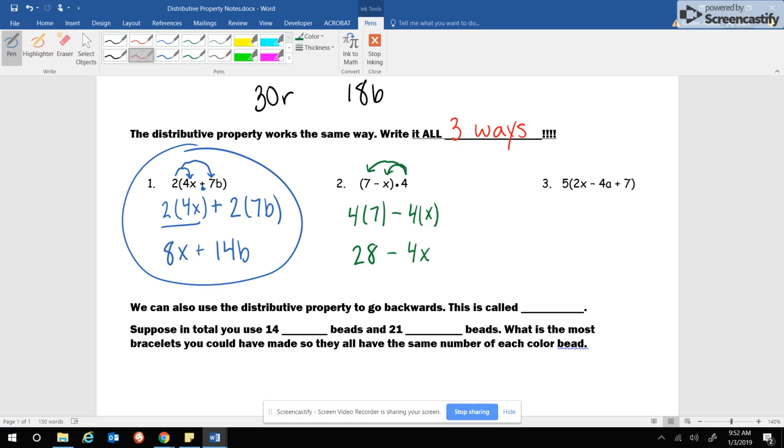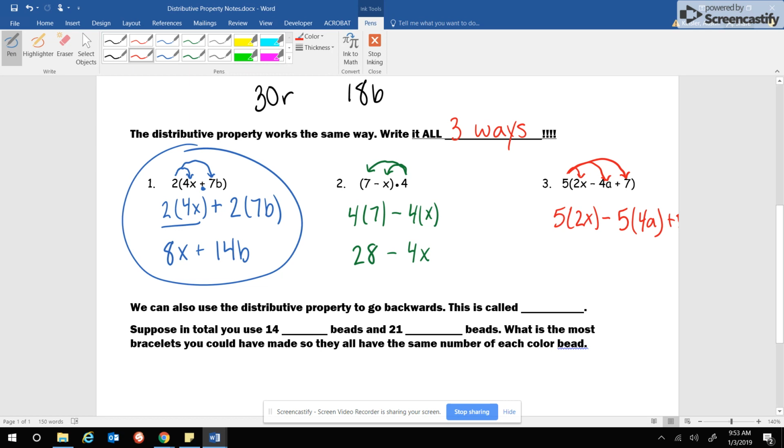All right, my last one is the same thing, but this time I have 3 terms inside of my parentheses. I'm still going to distribute this 5 into everything on the inside. So I have 5 times 2x, keep this sign the same, so minus 5 times 4a, plus, keep that sign the same, 5 times 7. I know that kind of cut off, but we'll do it underneath it.